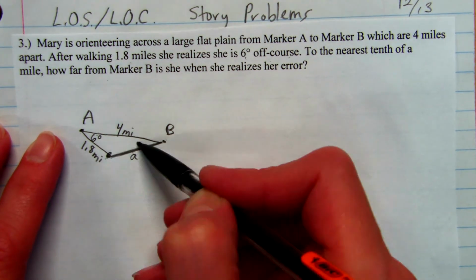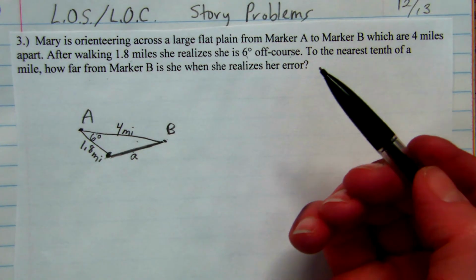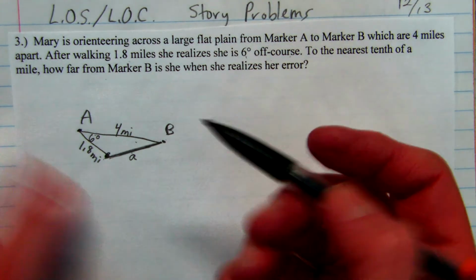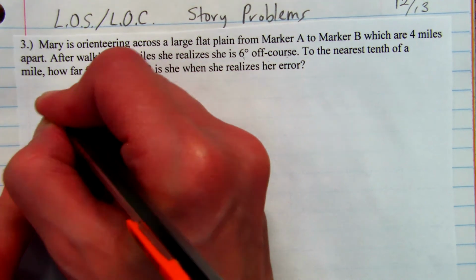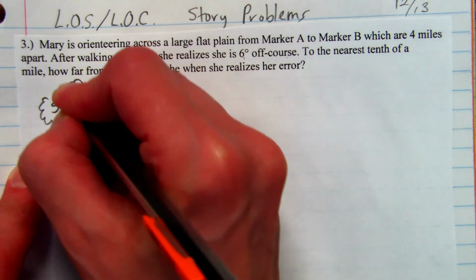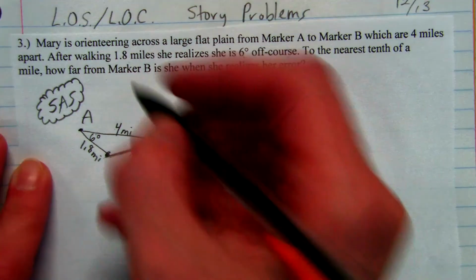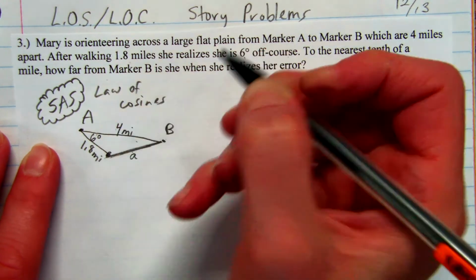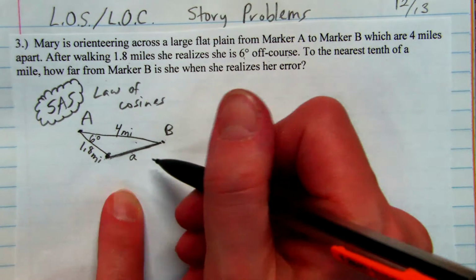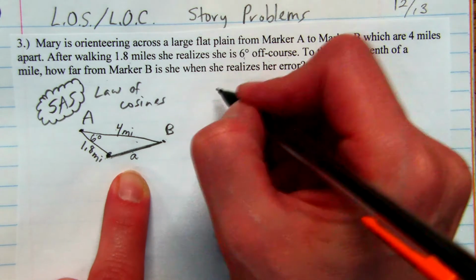I don't have any other angles. We cannot use law of sines because we can't set up the proportion. We do have a side angle side situation, which is one of the situations that we use law of cosines for, because you basically just have to. So we're going to use the A version of the formula.